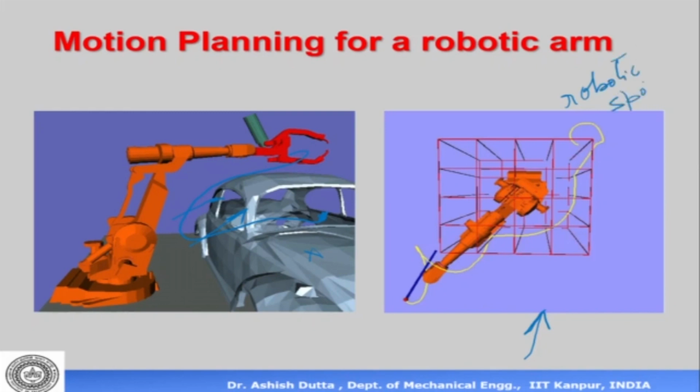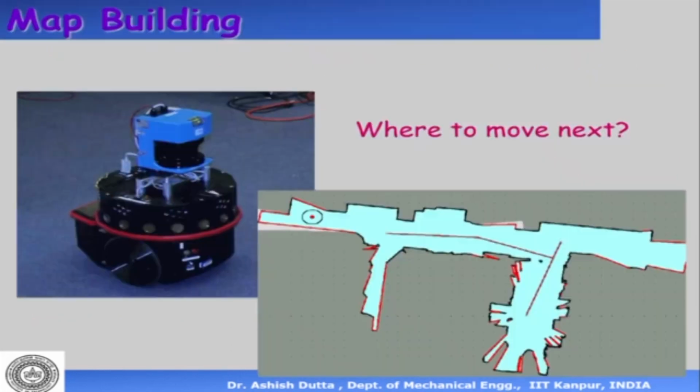Robotic spot welding. Okay, for a serial arm. This is a case of map building.